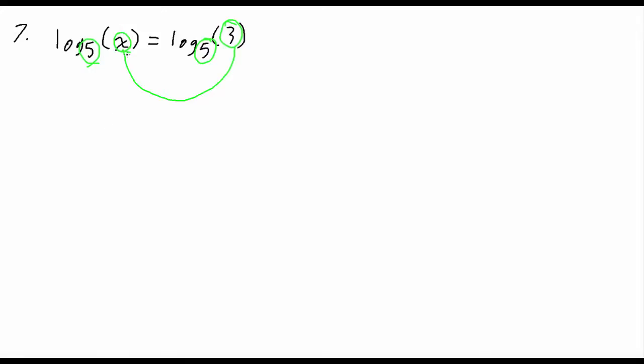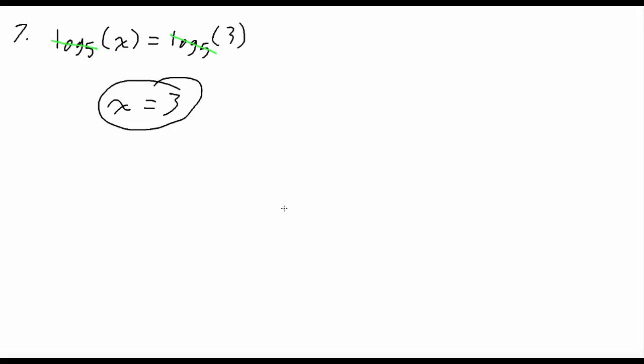Does that make sense? The number in the answer position has to be the same if these two whole logarithms are set equal to each other. So that just means that you can cross out the log part and just get x equals 3. That's the shortcut method. So there's our answer to problem number 7, x equals 3.